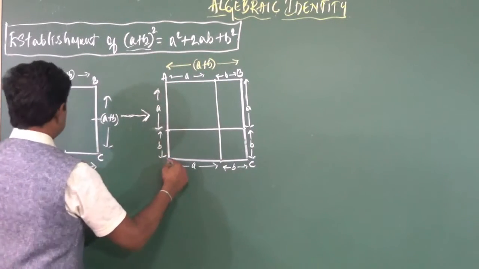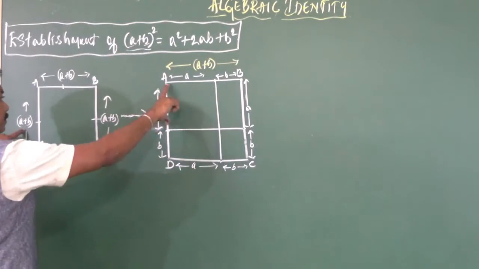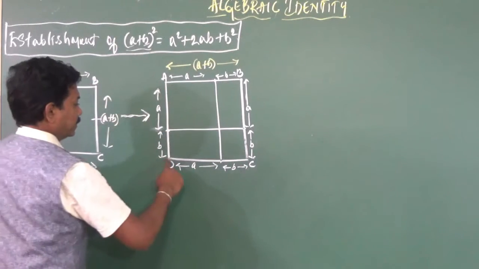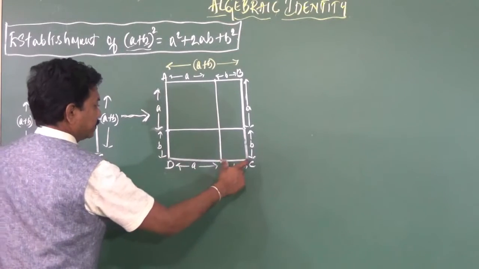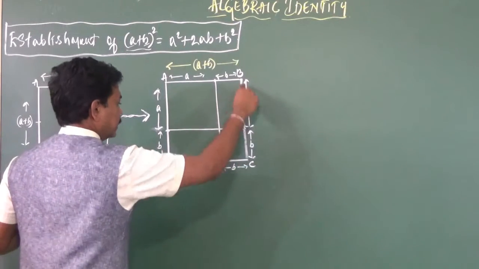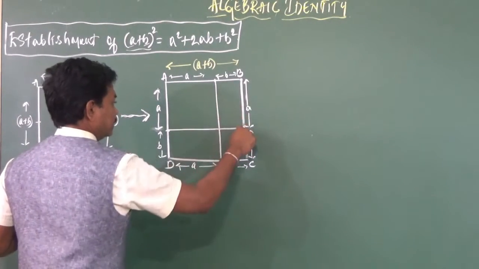And this entire thing is a plus b. So this part is a and this part is b. And this entire thing is a plus b. So this part is a and this part is b. So this entire thing is a plus b. So this is a and this is b.